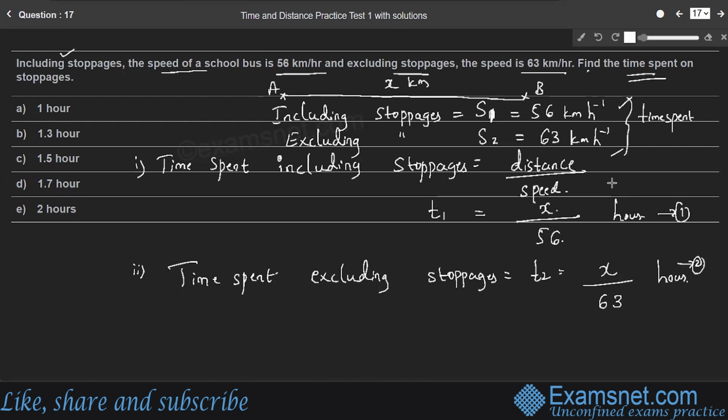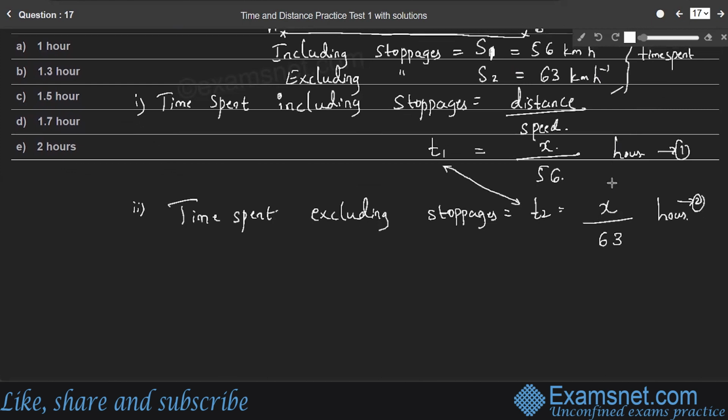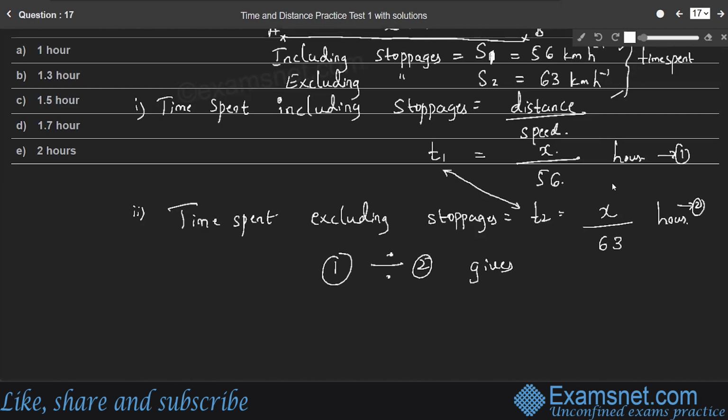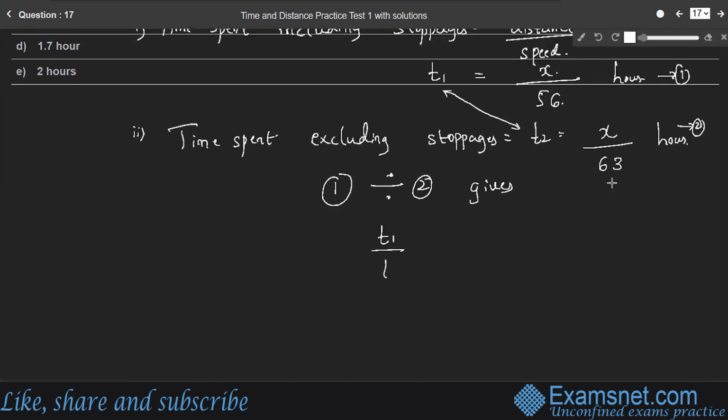What is to be calculated here? Find time spent on stoppages. For that, we need the relation between T1 and T2, including stoppages time and excluding stoppages time. In what ratio are they related? For that, we'll divide one equation by another, equation 1 divided by 2. Therefore, T1 divided by T2 gives x by 56 whole divided by x by 63.